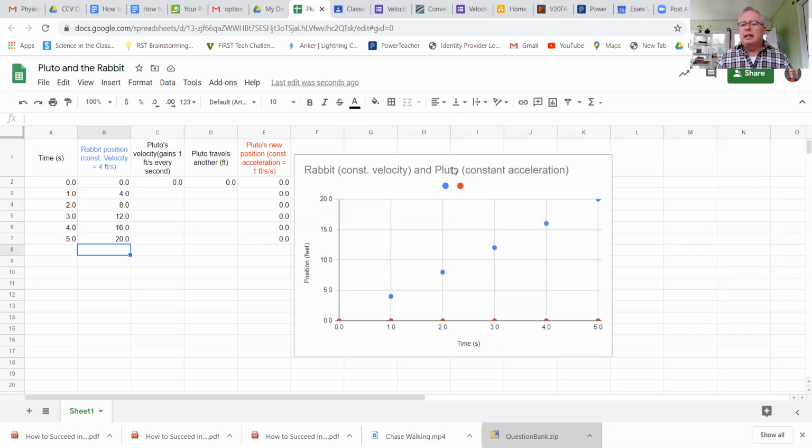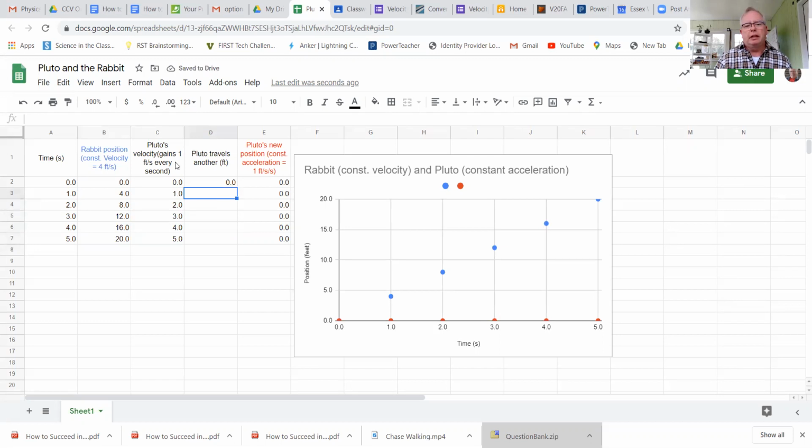Now, if Pluto has constant acceleration, that's a little bit different. So Pluto's velocity is going to increase, and if the acceleration is 1 foot per second every second, then after the first second, he'll be going 1 foot per second, but then the speed will increase by 1 every second. So 2, 3, 4, and 5.